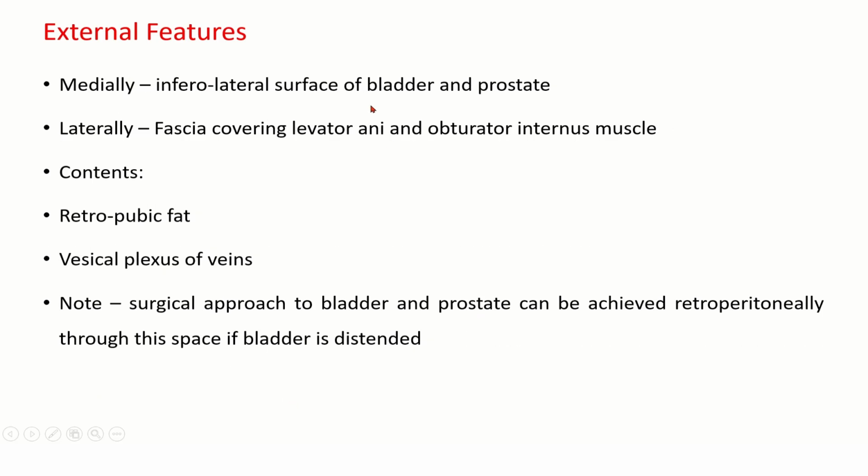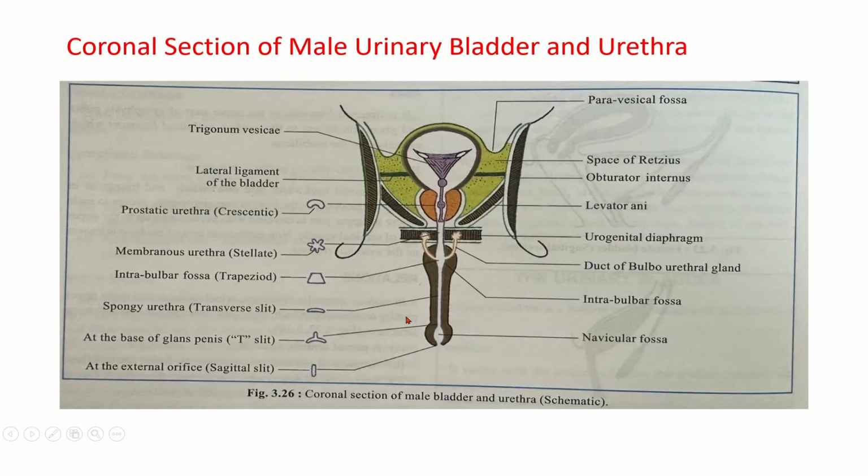Medially, the inferior lateral surface of the bladder and prostate. Laterally, it is the fascia covering levator ani and obturator internus muscle. The contents are retropubic fat and the vesical plexus of veins. So, what is the importance here? The surgical approach to the bladder and prostate can be achieved retroperitoneally through this space if the bladder is distended, like I have shown in the earlier diagram where we were doing suprapubic cystotomy.